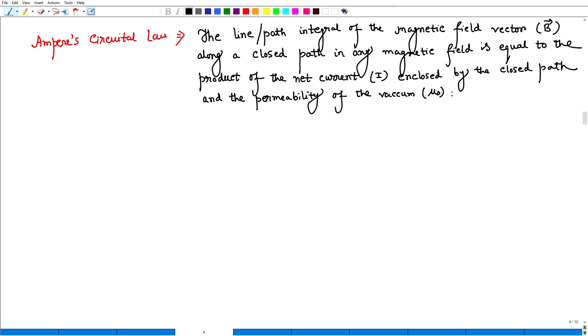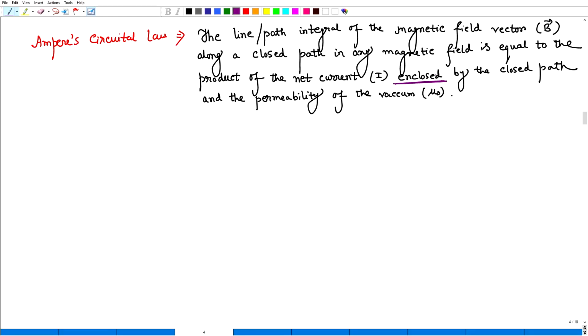So this is the Ampere circuital law, which says that the line or path integral of the magnetic field vector B along a closed path is equal to the product of mu naught, that means the permeability of vacuum, and I, the total electrical current, the net current enclosed by that closed path. Very important, enclosed by the closed path. Okay, so what will be the mathematical expression?